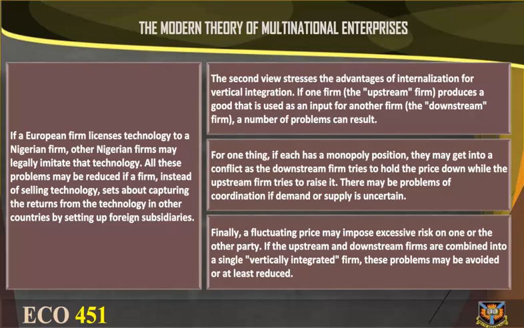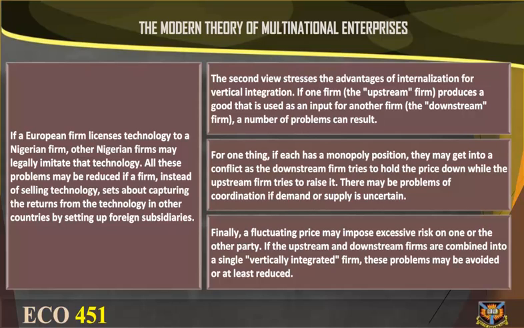The second view stresses the advantages of internalization for vertical integration. If one firm, the upstream firm, produces a good that is used as an input for another firm, the downstream firm, a number of problems can result. For one thing, if each has a monopolist position, they may get into a conflict as the downstream firm tries to hold the price down while the upstream firm tries to raise it.